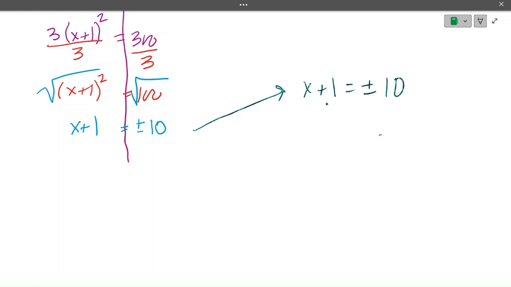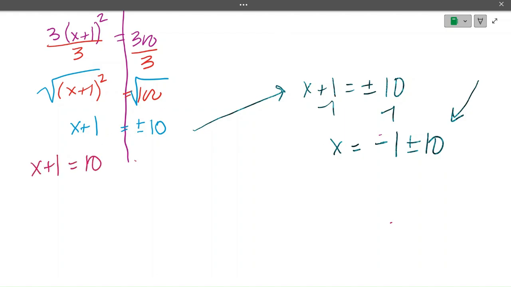So I'm going to rewrite this. And then I could subtract 1 from both sides and end up with negative 1 plus or minus 10. We'll come back to this one in just a second, and I'll walk through how we do that mentally in just a moment. But before we do that, I'm going to go ahead and divide this into 2 equations. We have x plus 1 equals 10 and x plus 1 equals negative 10.